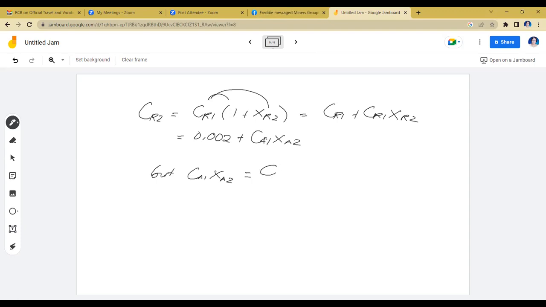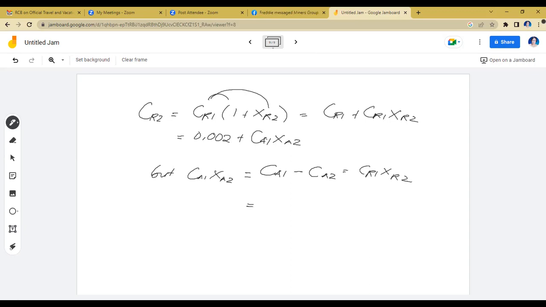That would be the initial concentration of A that enters the PFR, that is CA1, minus the final concentration of A as it leaves the PFR. This represents the amount of A reacted in the PFR, which is equal to the amount of R formed in the PFR. This CA1 XA2 is equal to CR1 XR2. A reacted is R formed. A reacted is equal to the initial amount of A entering the PFR minus its final concentration.